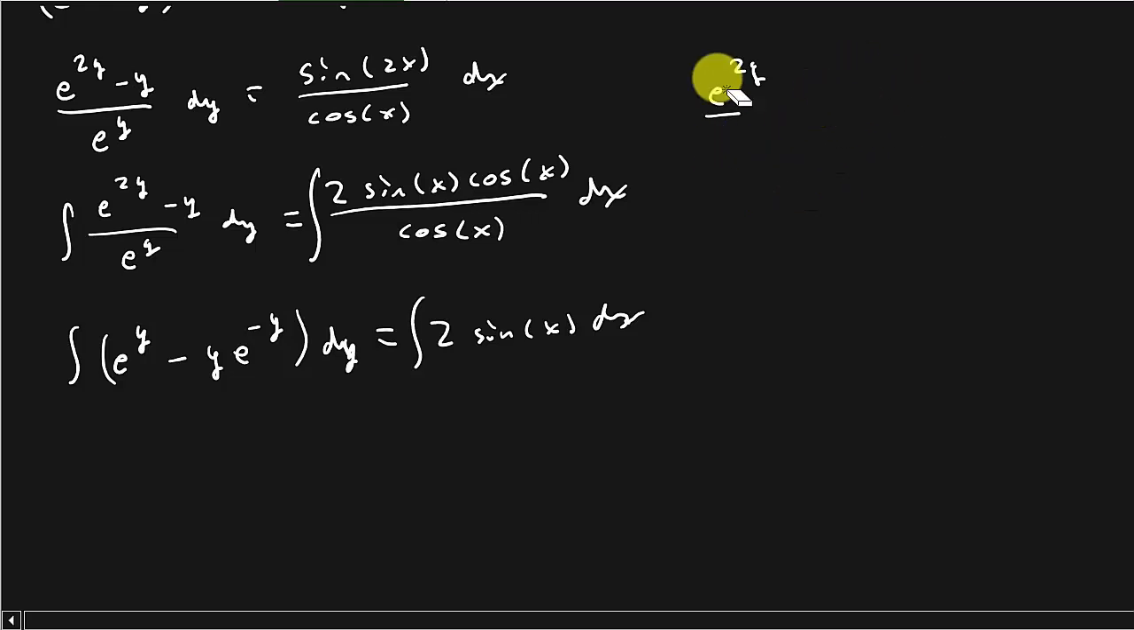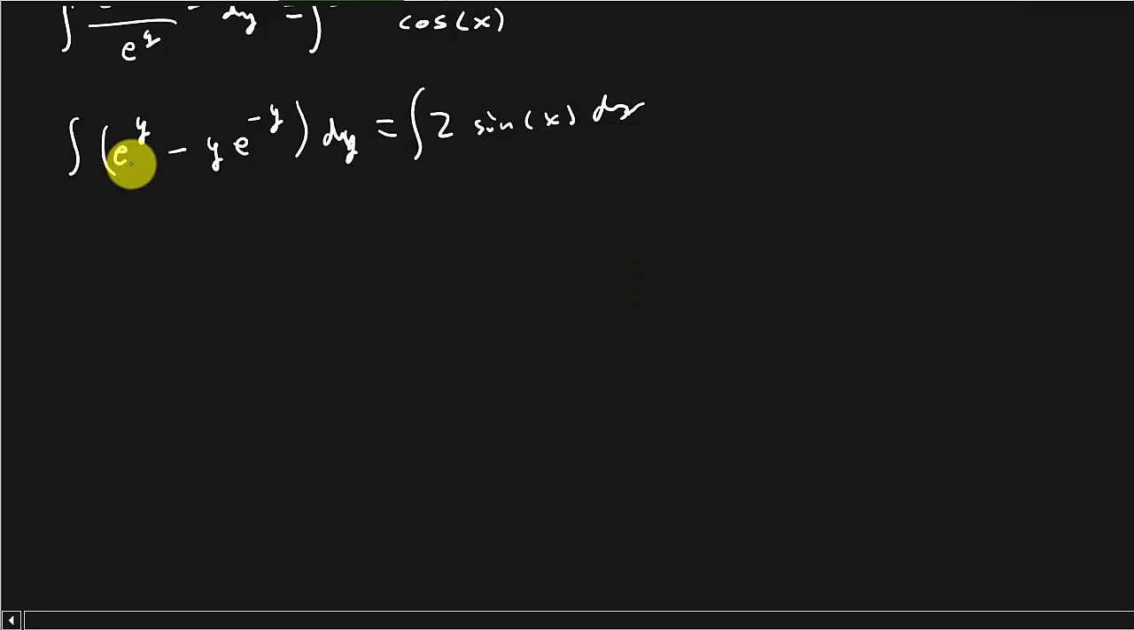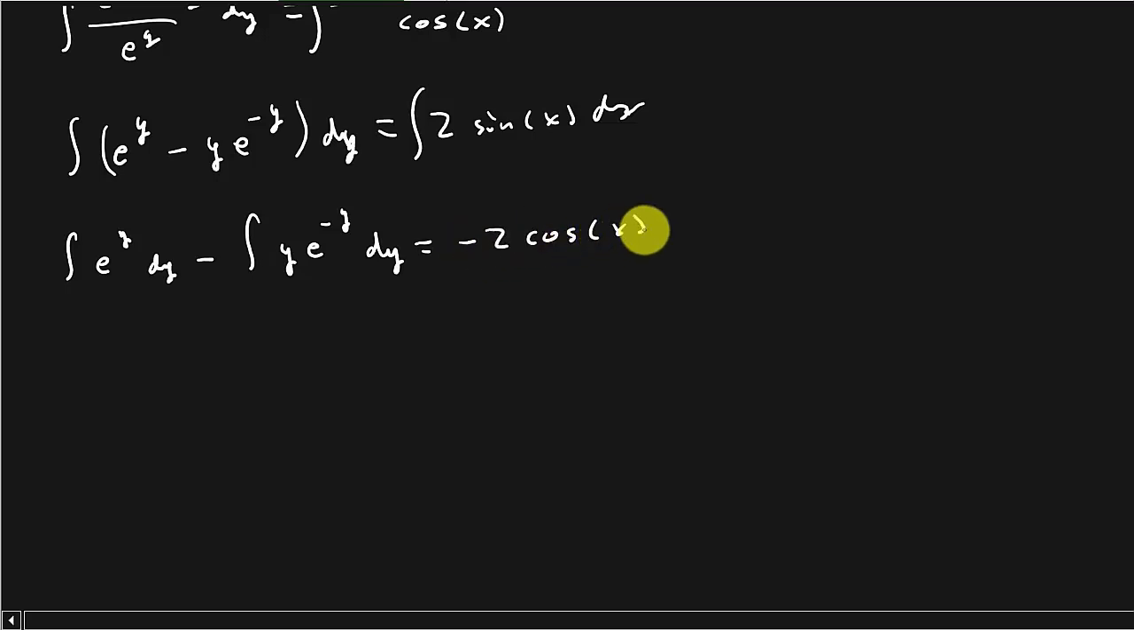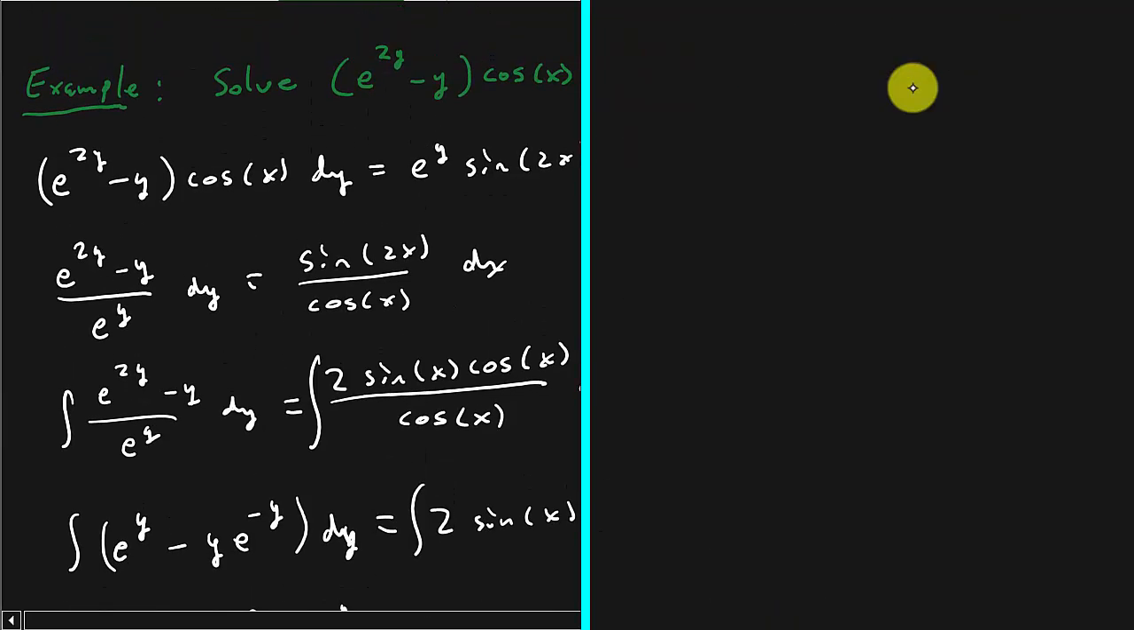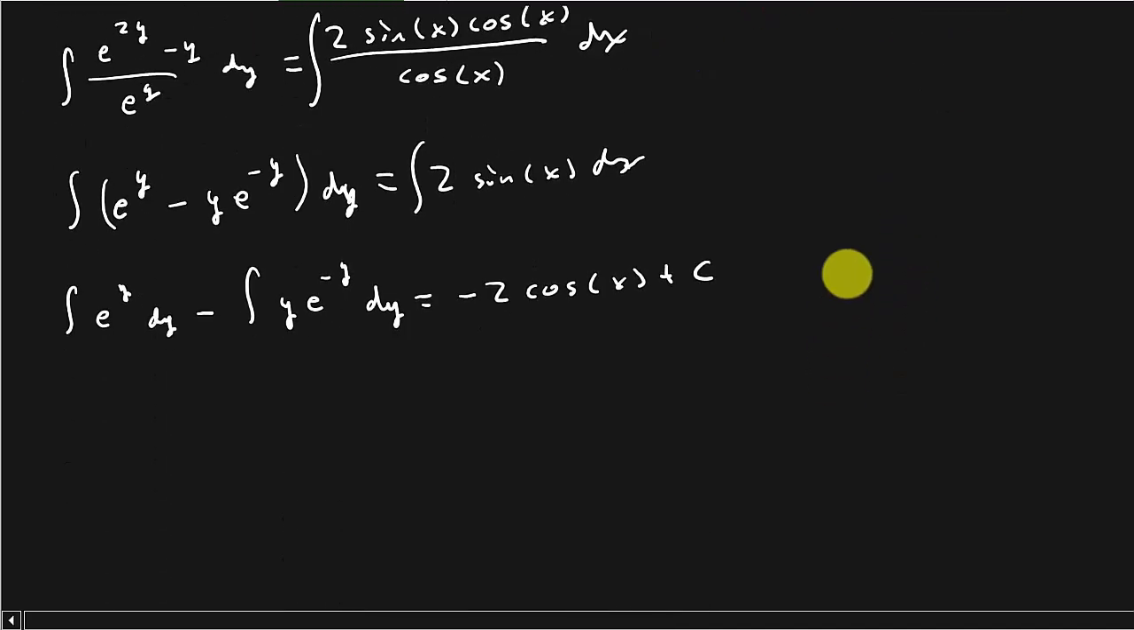All right, so now let's write this over here, e to the y dy minus y e to the negative y dy equals, and then this over here, that's going to be negative 2 cosine x plus c. Oh, and notice one thing over here. We do have a condition here that y of 0 is equal to 0, so we'll be able to figure out what c is.